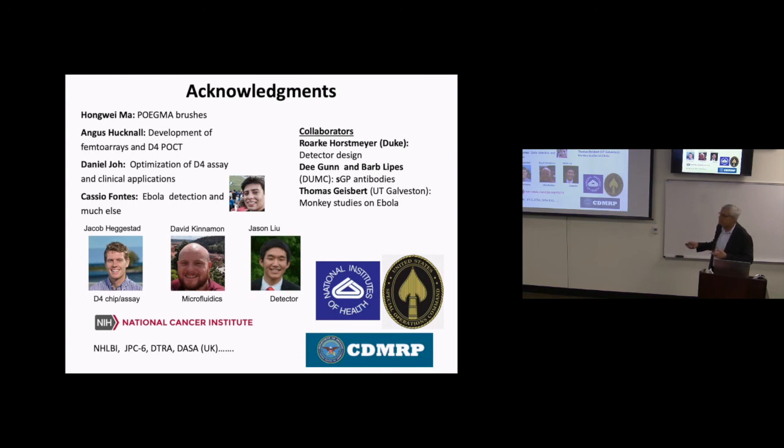Then Daniel Joe was an MD PhD student who did a lot of clinical applications, took us, that's a great thing when MD PhD students, they really take you into the hospital. Cassio did the Ebola work and much else. He's a senior graduate student now. So the team now is really Angus and Cassio working with this amazing crew here, where I call Jake the chip guy. So he built the chip for HCC. That's the most sophisticated chip we've built. I didn't talk about the microfluidics work we're doing. That's David. And then Jason is the guy with the detector. Roy Horstmeyer for detector design. A lot of help. T-Gun for the antibodies. And Thomas Geisbert and his crew at UT Galveston for the monkey studies in Ebola.